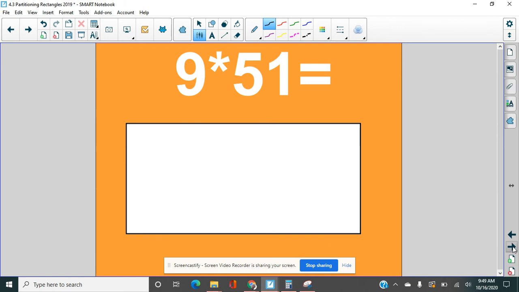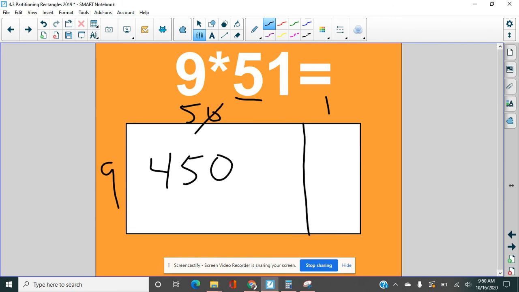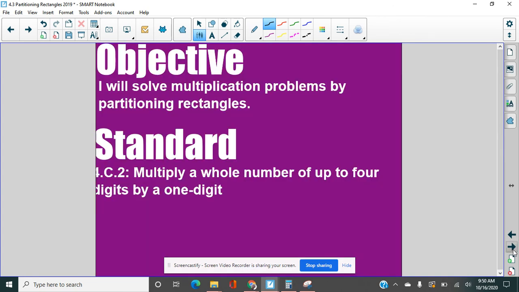Okay, let's check your work. 9 here, splitting 5 is worth 50 and 1. 9 times 50 is 450 because I crossed off the 0 and I put it back. 9 times 1 equals 9. So this would be 459. How'd you do? Did you do okay? All right. Let's see. Our goal, right? Solving multiplication problems by partitioning rectangles.